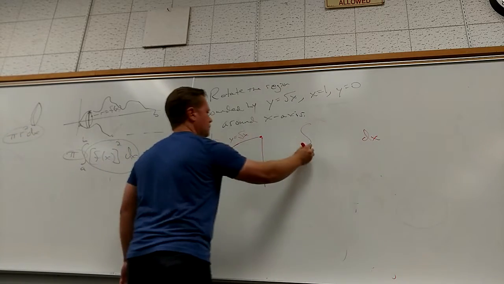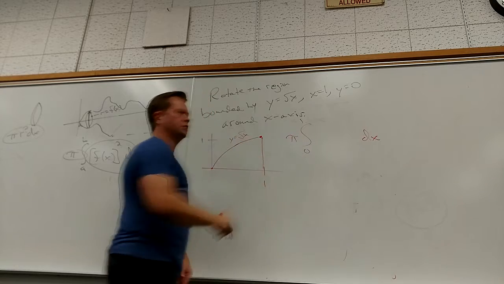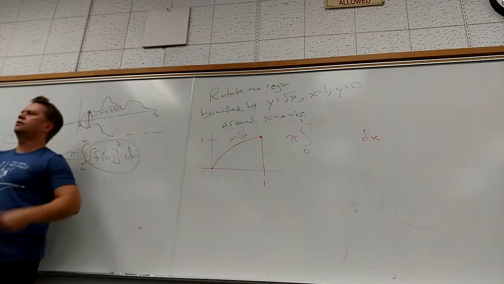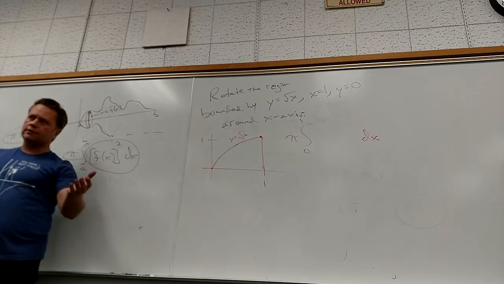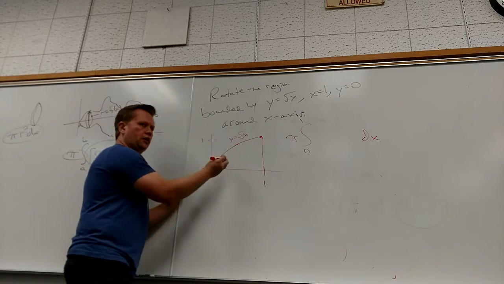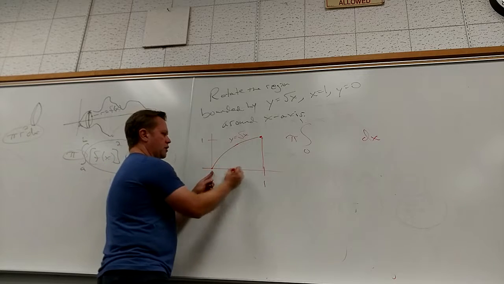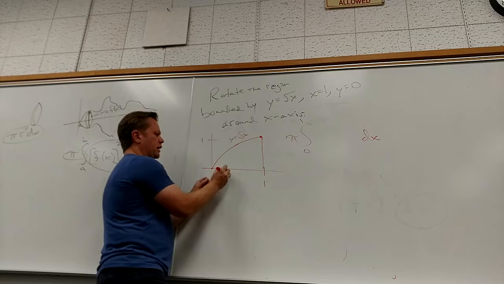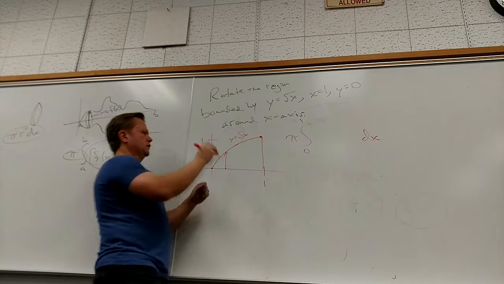0 to 1. I'll put a pi. Why can I put the pi outside? Because it's just a constant. And inside is going to be the radius squared. And so here's how you do the radius. So I'm moving along the x-axis, right? So for some arbitrary x value, how long is this?